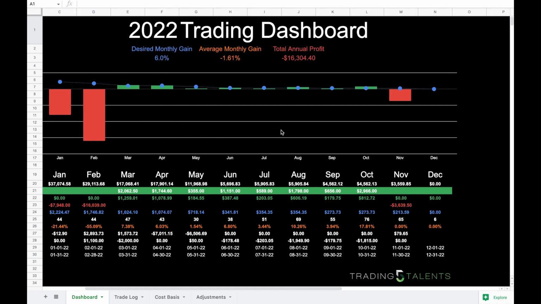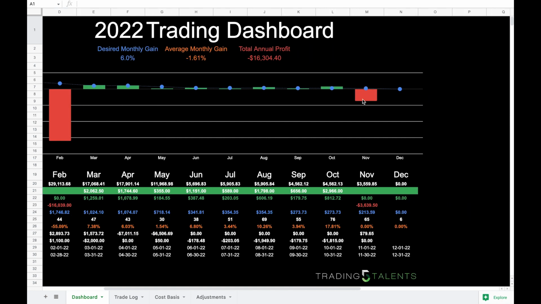All right, so let's look at November. You can see November, I had a pretty poor month. You can see I lost $3,639 in the month of November. That wasn't a good thing. I had a lot of gains in October, primarily from the earnings play on Meta that went down quite a bit. And I really gave all of that money back to the market this past November.